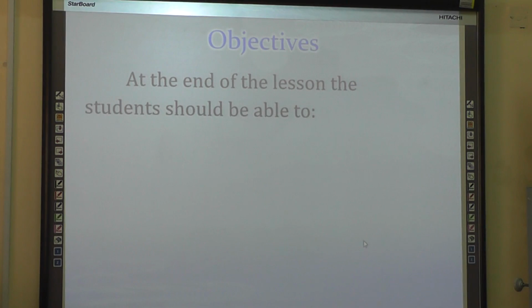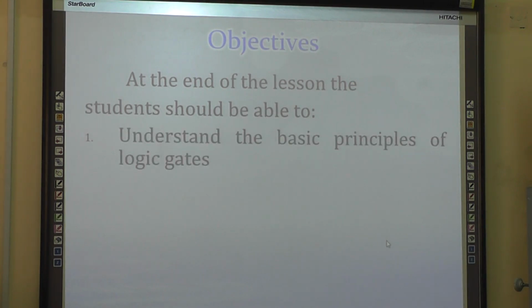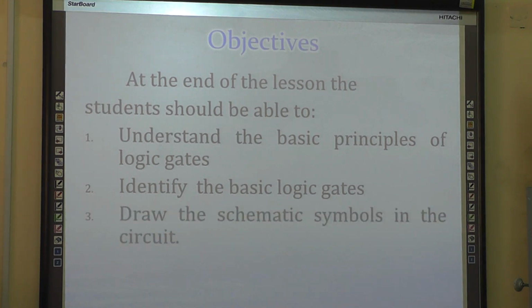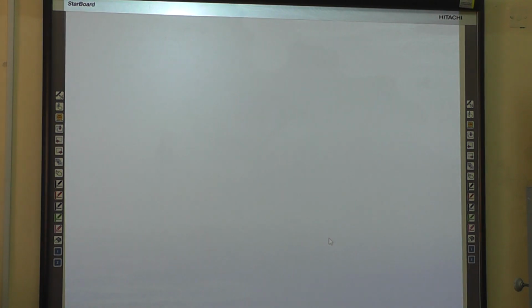At the end of these lessons, we have to understand the basic principles of the logic gates, identify the basic logic gates, and we would be able to draw the schematic symbols in the circuit. Express the output in the truth table. We will be using a truth table in each of these logic gates.